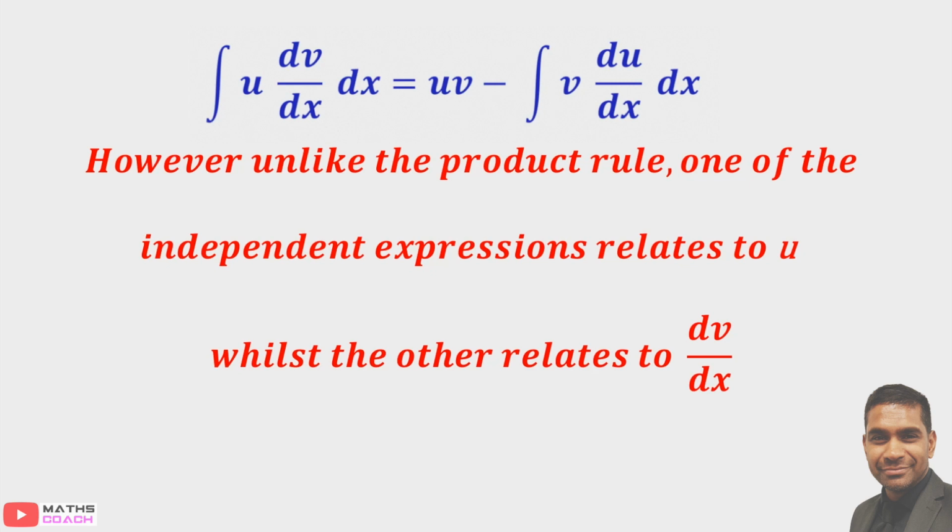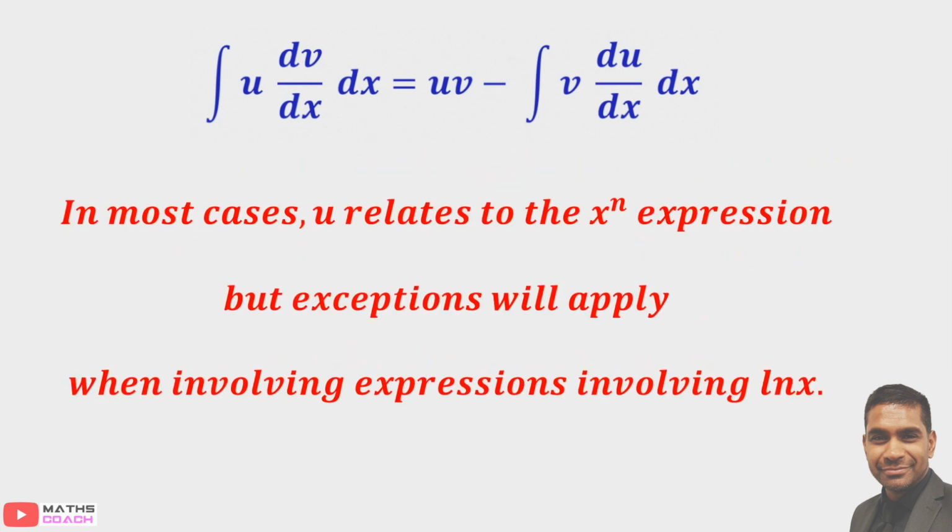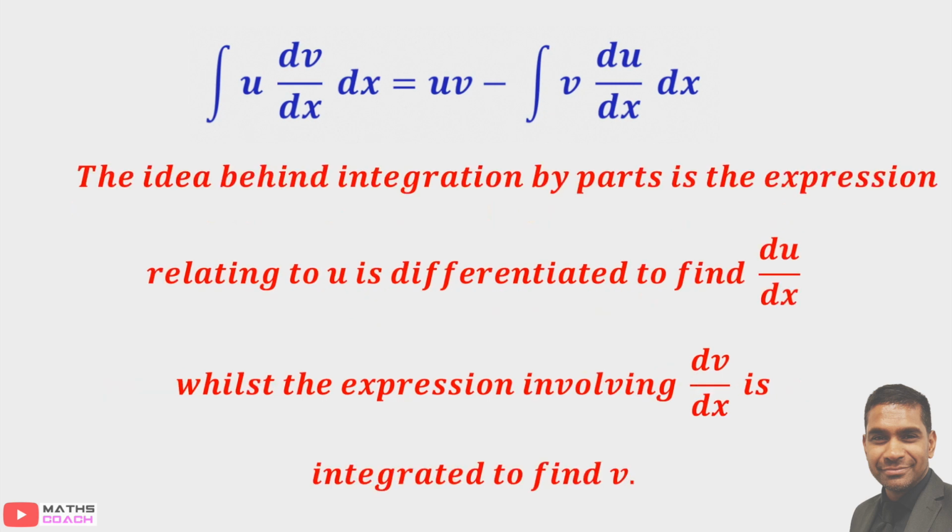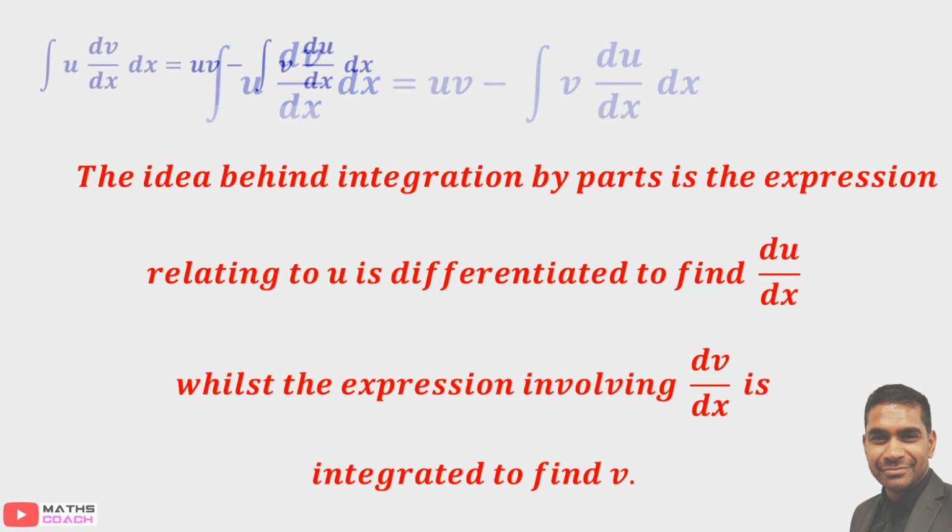Now, unlike the product rule, one of the independent expressions relates to u, whilst the other relates to dv/dx. Now, in most cases, u relates to the x^n expression, such as x squared or x cubed or 7x to the power 4. But exceptions will apply when involving expressions involving the natural log. Now, the idea behind integration by parts is the expression relating to u is differentiated to find du/dx, whilst the expression involving dv/dx is actually integrated to find v. And that's the important part.